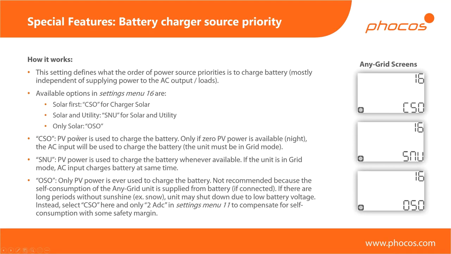And then finally, we have the only solar setting, where we're absolutely forbidding any charging from happening from the AC input. So I think the last one is quite obvious. We're just completely disabling charging from the AC source. But I do have a small warning for you. And that's described in this text down here. Basically, the AnyGrid needs to power itself, of course, to be able to provide the AC signal when it's in off-grid mode, etc.